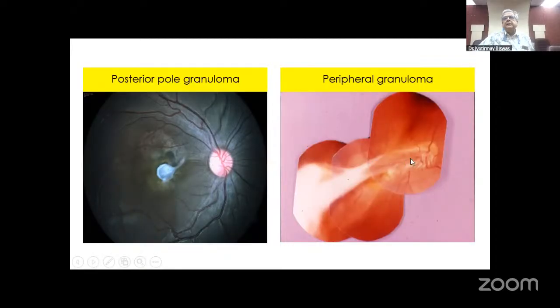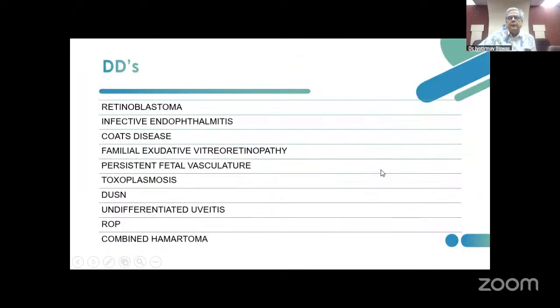And this is a patient photograph I took a long time back, about 30 years back. It is a beautiful peripheral granuloma with traction, juicy tractions attaching to the optic disc. This is a peripheral granuloma.